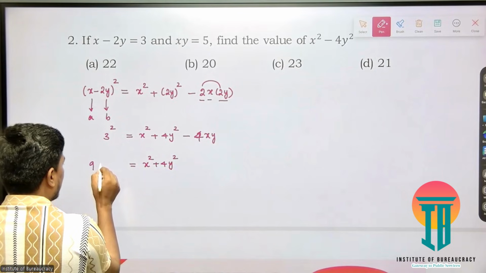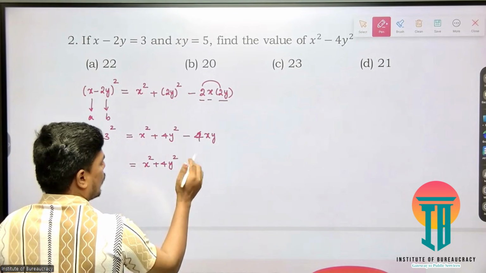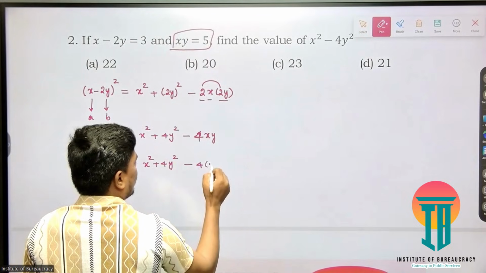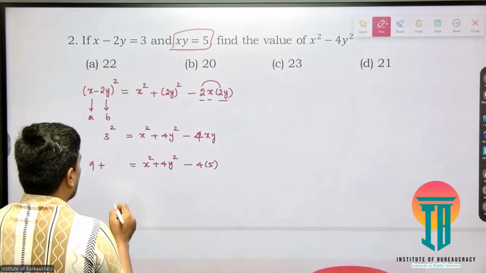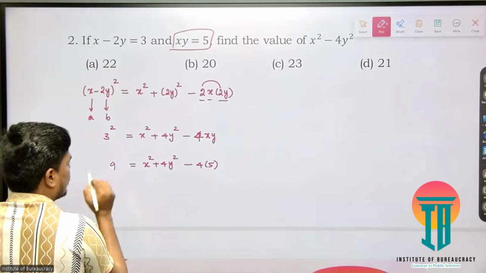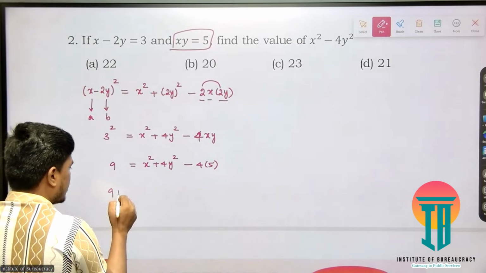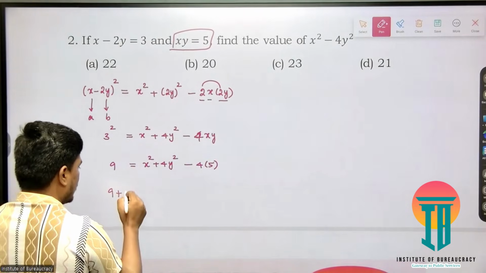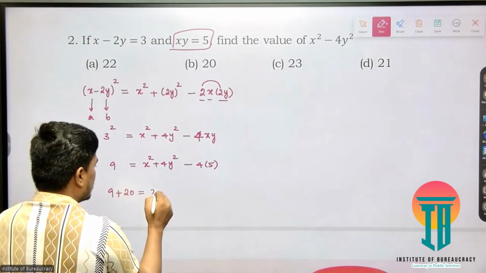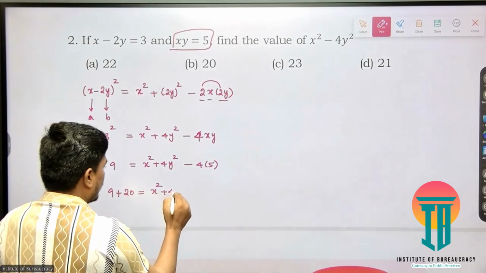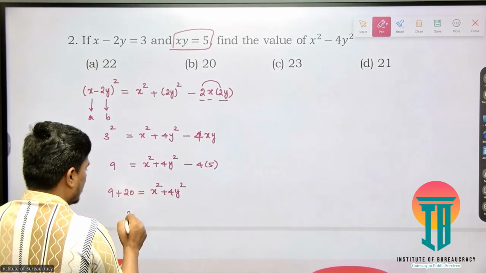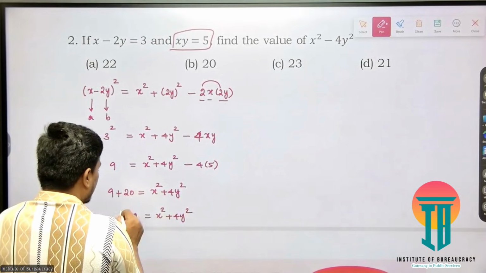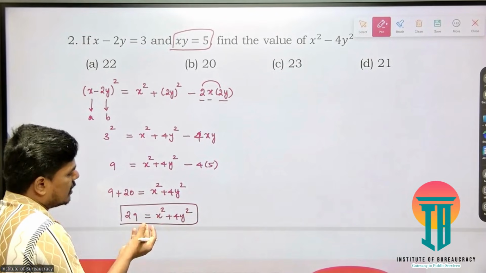So from here, x square plus 4y square: this is going to be 9 plus 4 into xy. The xy value they have given is 5. So 9 plus 4 into 5, which is 20, minus 20 on this side. When you bring it to the left hand side, it's 9 plus 20, which is equal to x square plus 4y square. So it's going to be 29. This is what we are able to find, x square plus 4y square.